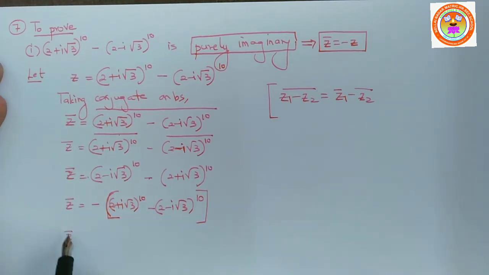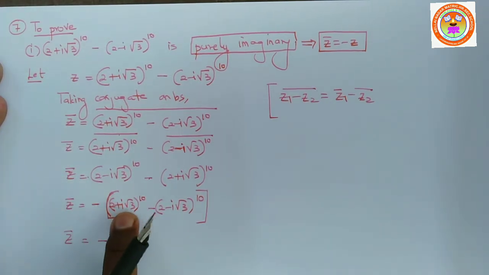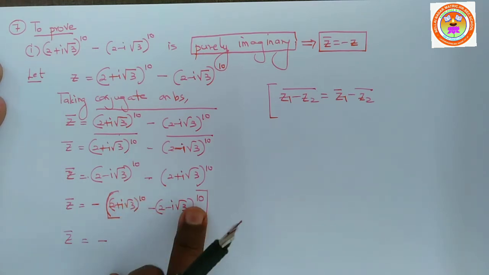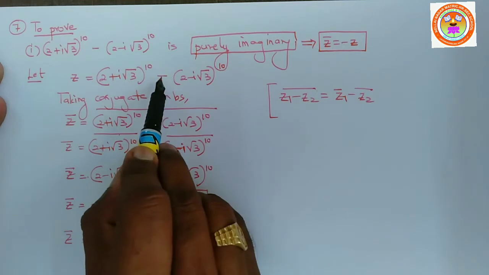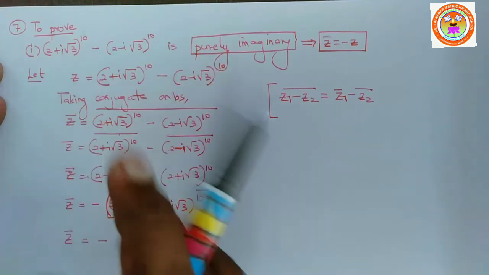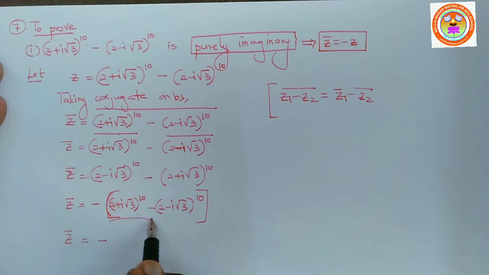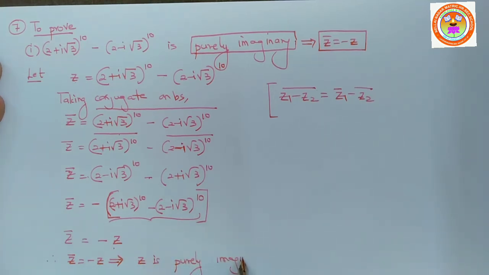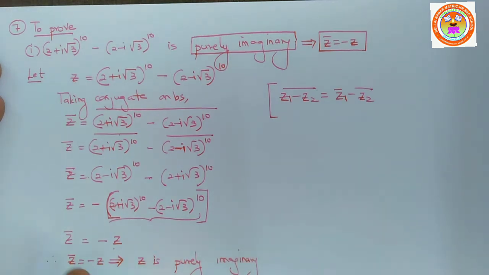Check it. See, z bar is equal to minus of (2 plus i root 3) whole power 10 minus (2 minus i root 3) whole power 10. The whole expression inside is nothing but z. So z bar is equal to minus z. Since z bar is equal to minus z, we can say z is purely imaginary, using the property that if z bar is equal to minus z, z is purely imaginary.